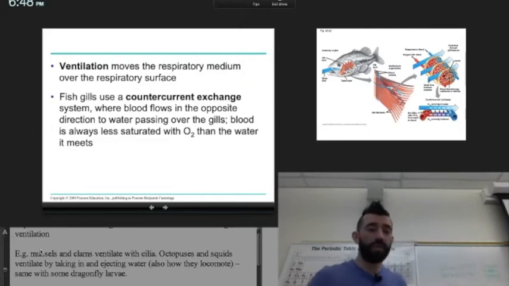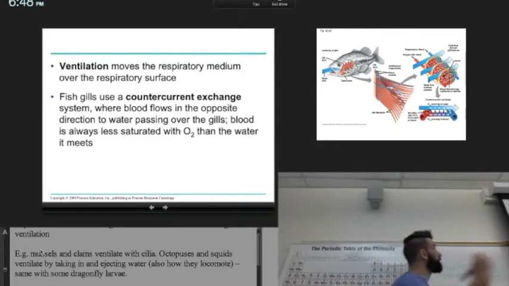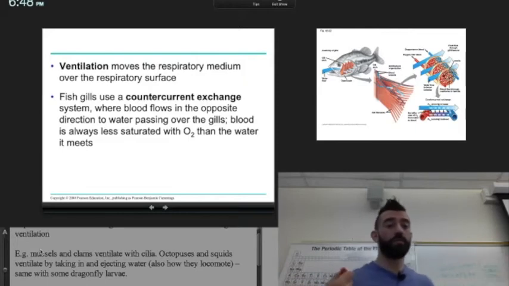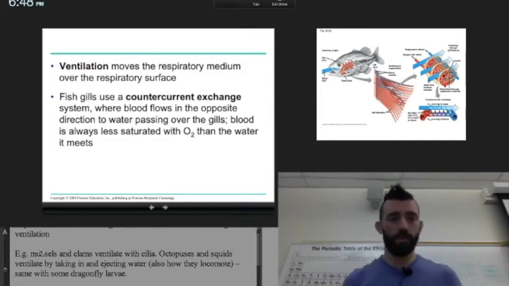Fish in particular actually use countercurrent exchange while they're ventilating. We've seen countercurrent exchange before when we talked about thermoregulation in those limb extremities. And here's another example of countercurrent exchange, but this one has to do with increasing the efficiency of gas exchange. So let's take a look at this.